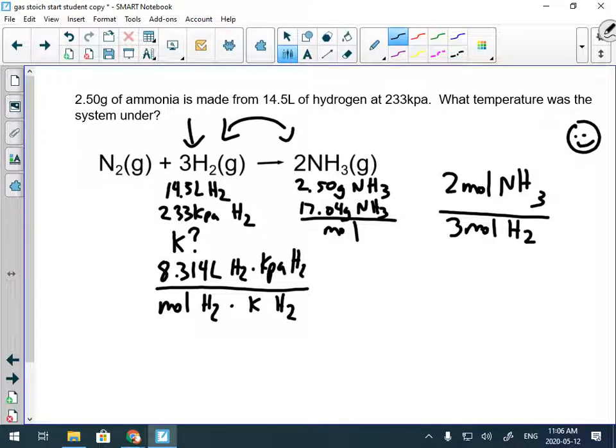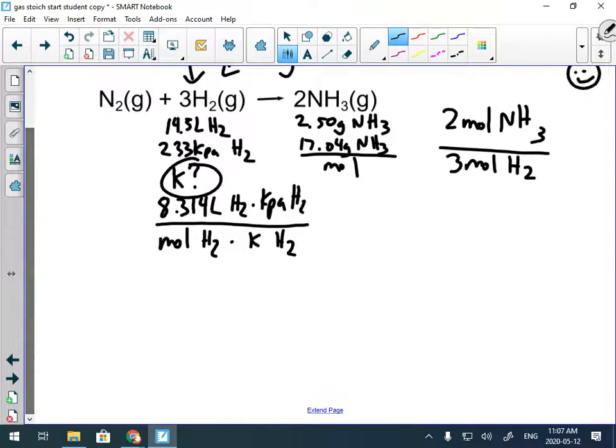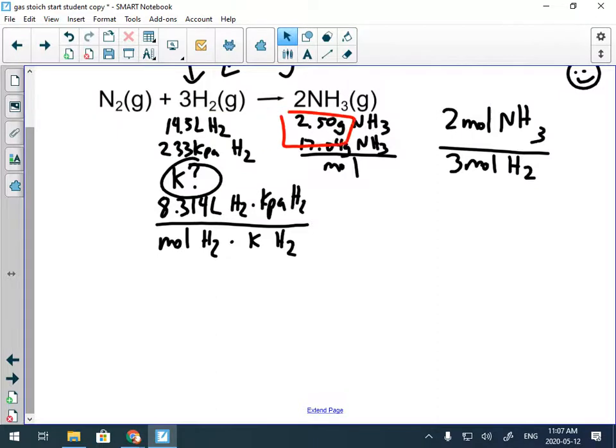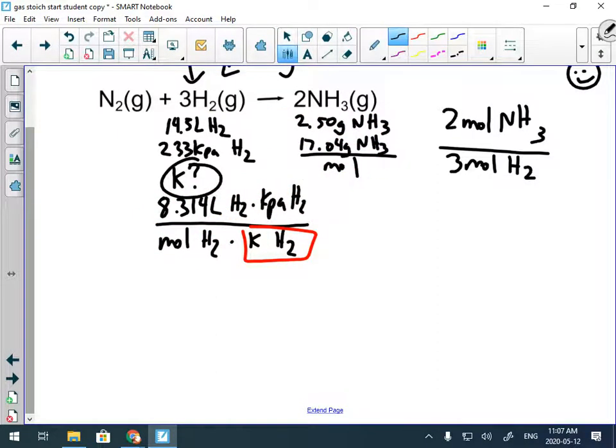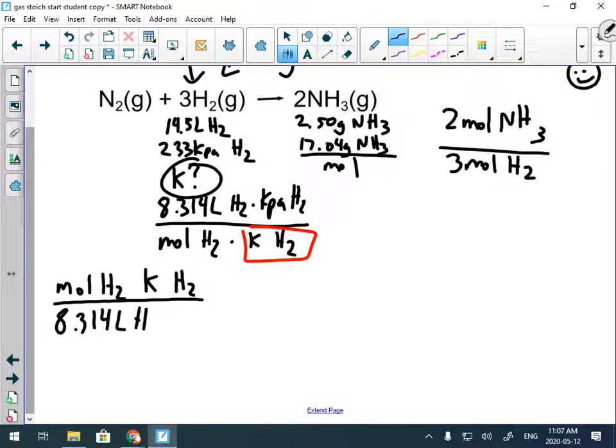Okay, looks like we've got all of our variables. And what are we trying to solve? Temperature. So I need to start with my temperature on top. Where is the temperature? Uh-oh, it's on the bottom. So I've got to flip the R constant to start. So we have Kelvin over 8.314 liters kPa per mole. All right, that's gone.